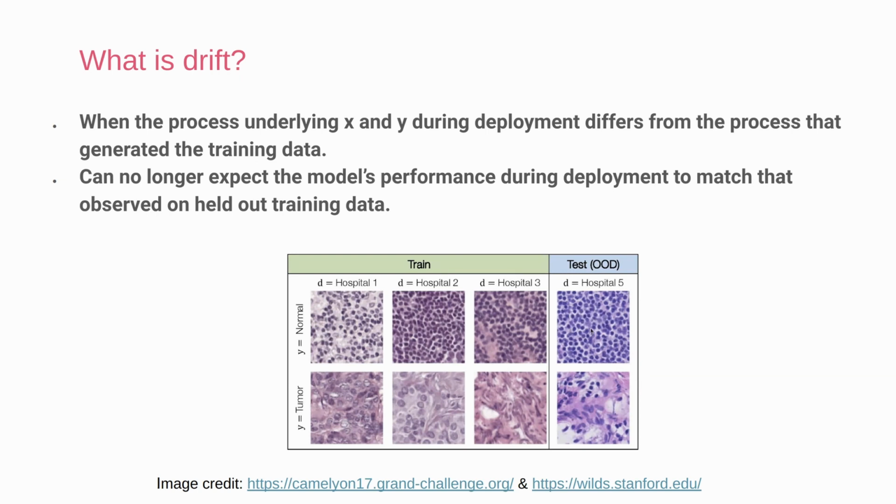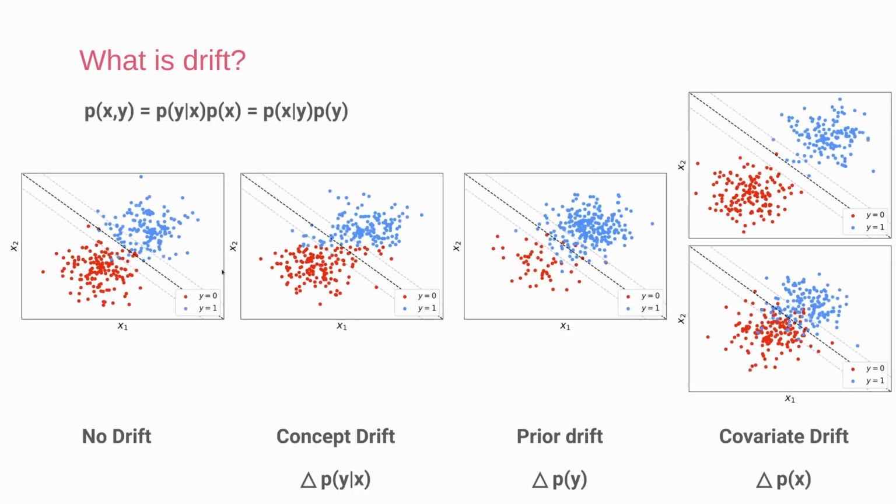Then we can no longer be sure that the model can handle this slightly changed data distribution, and the model might misclassify whether or not the tissue is cancerous, which clearly isn't ideal. And by the process underlying the features and the target, what we're really referring to is this joint probability distribution. And the different types of drift correspond to different changes within that joint distribution.